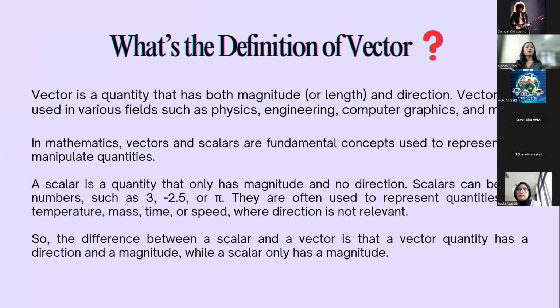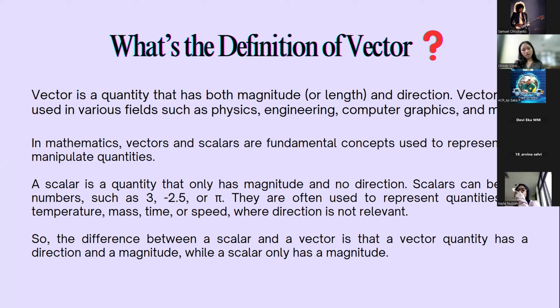So first, what is the definition of vector? A vector is a quantity that has both magnitude or length and direction. Vectors are used in various fields such as physics, engineering, computer graphics, and more. In mathematics, vector and scalar are fundamental concepts used to represent and manipulate quantities.